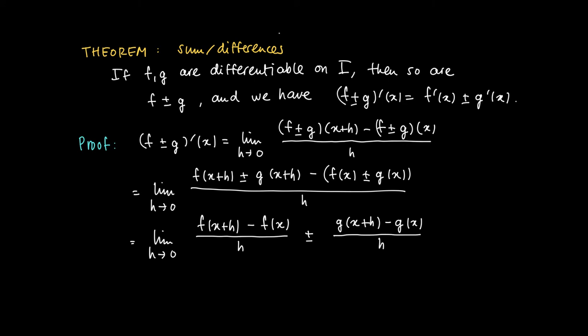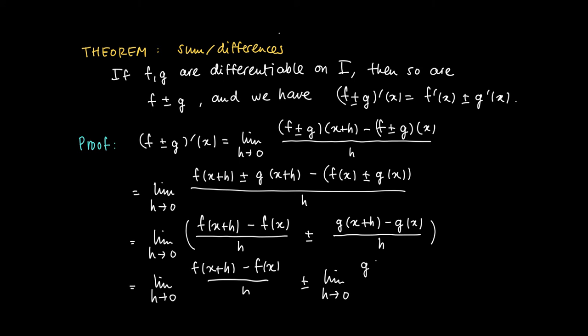Since we assume that f and g are differentiable on the interval I, and x is taken from this interval, then we will be able to split these limits, since the limit as h goes to 0 of f(x plus h) minus f(x) divided by h represents the derivative of f, and plus or minus the derivative of g. So we get what we were supposed to prove, that the derivative of f plus or minus g is the derivative of f plus or minus the derivative of g.